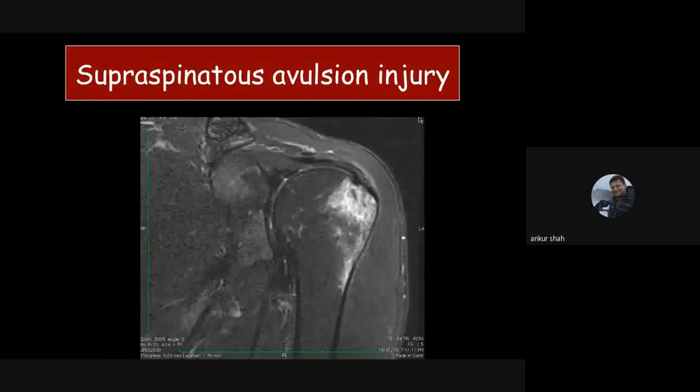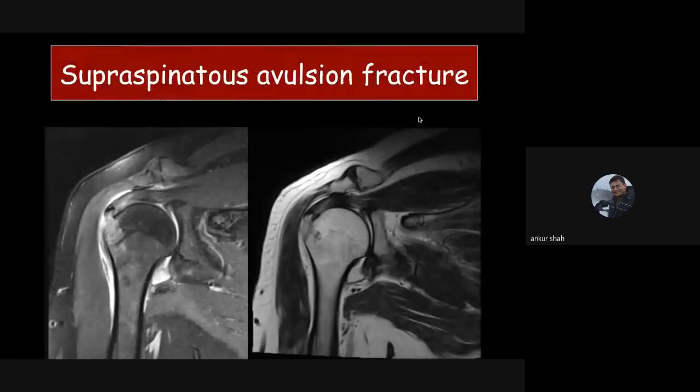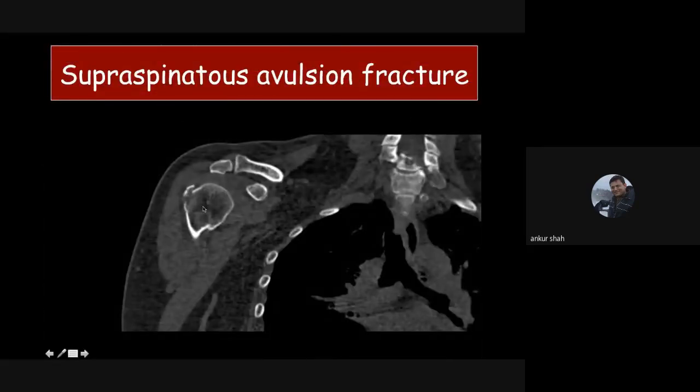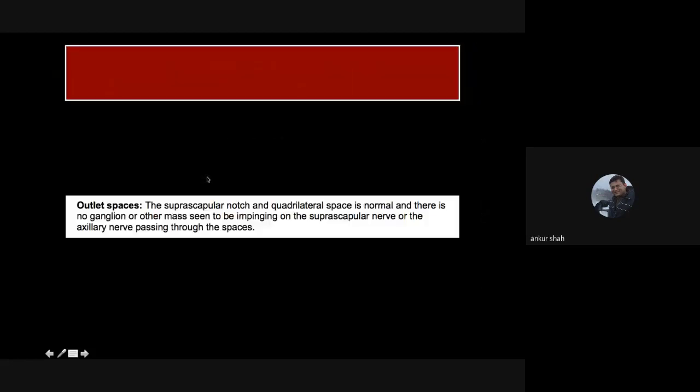Avulsion injuries are always treated conservatively. Avulsion fractures might need surgery if the displacement is more. If the displacement is minimal, again, they can be treated conservatively. And again, we have to tell whether it is an avulsion injury or a tendon tear, because the treatment will be different. In case of tendon tear, they have to pull back the tendon and attach it at the greater tuberosity.